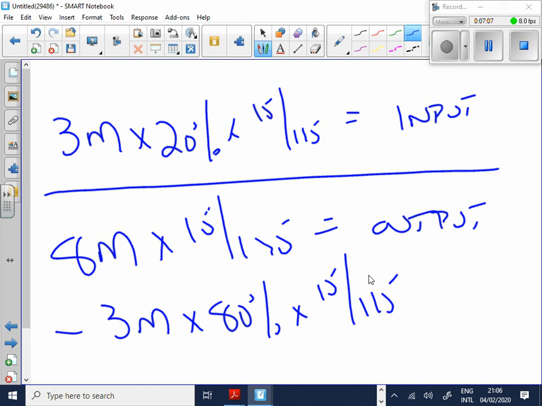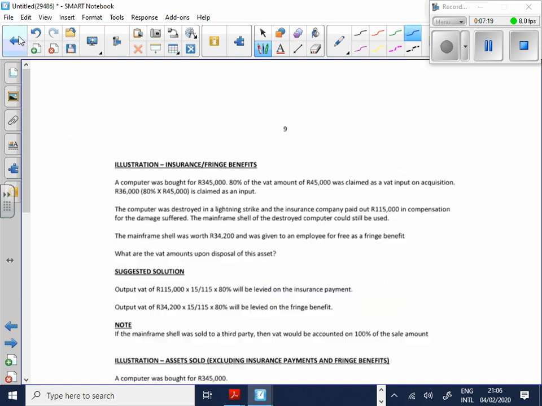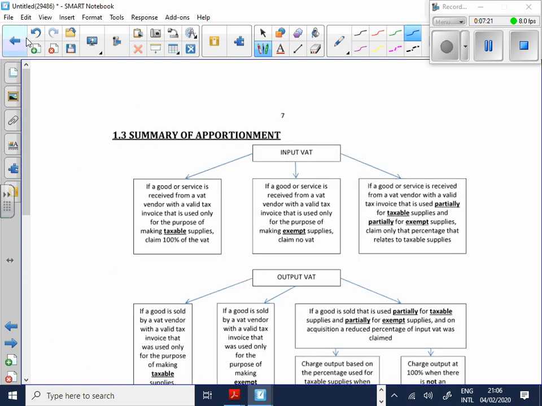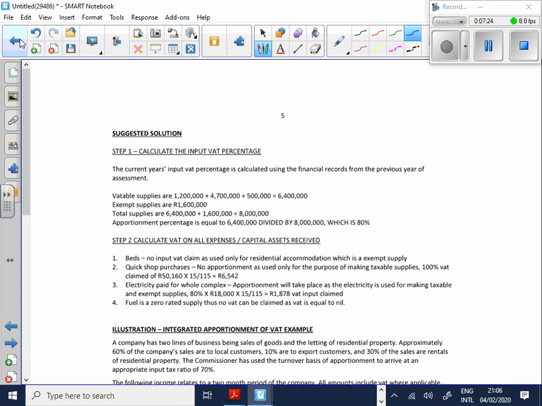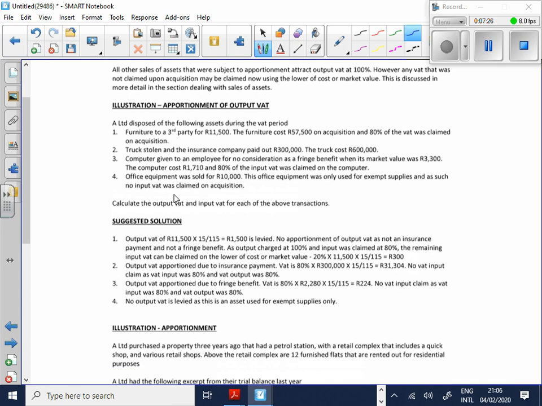Okay. Now, apportionment. Do I need to go through apportionment? I've been discussing it for the last 2 lectures, and I've done lots of examples with apportionment. Do I need to do it? Do you guys understand? I'm just going to go through and do an example. If you don't understand the example, then... Yeah. Sorry.